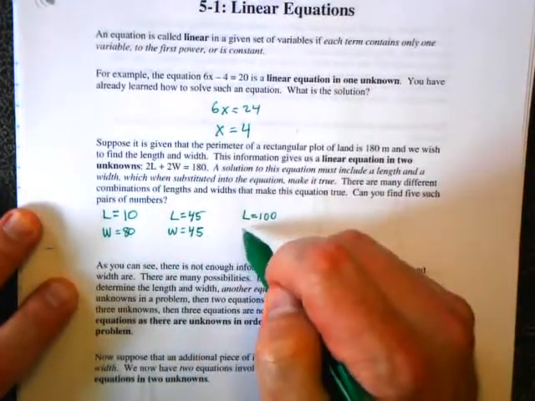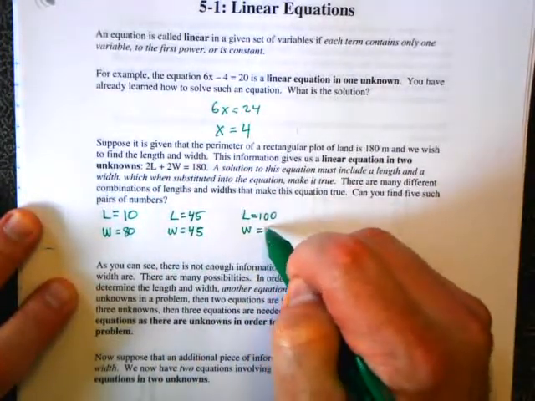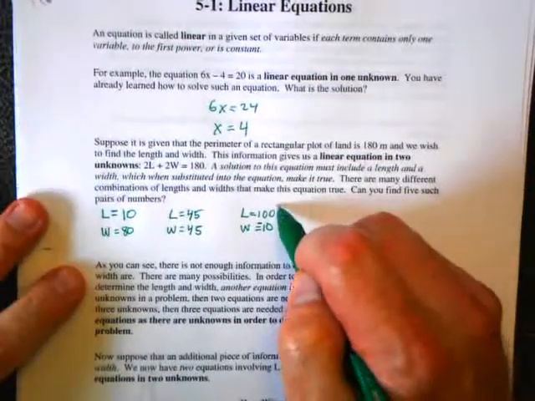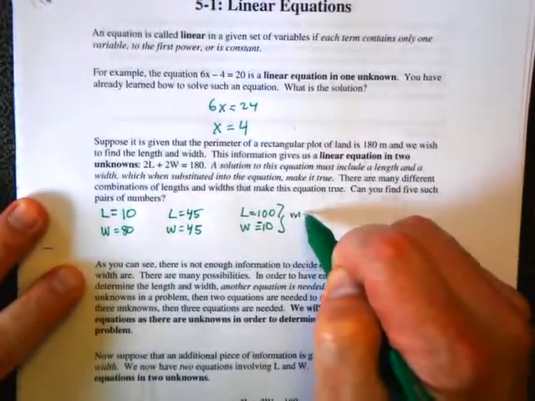Let's see, if L is 100, that's 200. So we subtract, and W would be negative 10. So while that equation does have an answer if L is 100, it doesn't make sense in this problem. We cannot have a rectangle with negative width. So you end up with situations like that too.